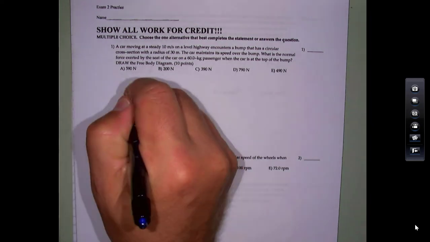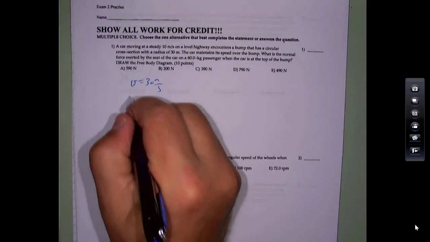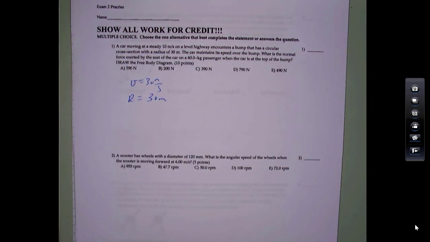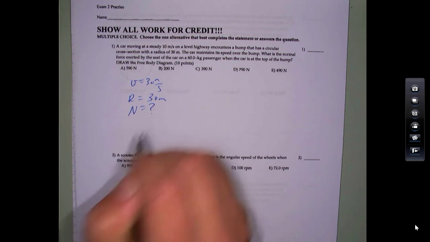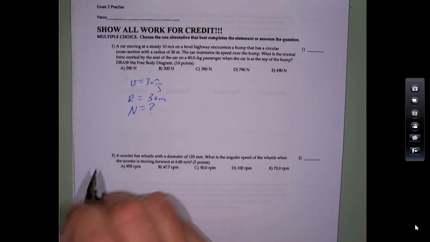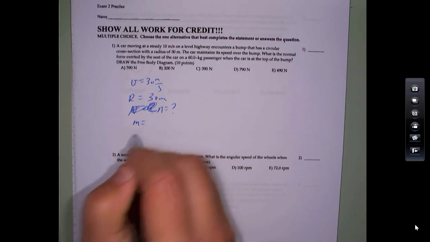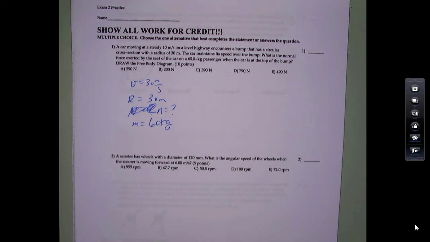So let's see, we're traveling at 30 meters per second. The radius of this curve is also 30 meters. The car maintains a steady speed over the bump. Okay, so that's uniform circular motion. What is the normal force exerted by the seat of the car on the passenger? So how much is the normal force? Actually, we've been using little n for normal force. And we know the mass of the person is 60 kilograms. Okay, at the top of the bump.